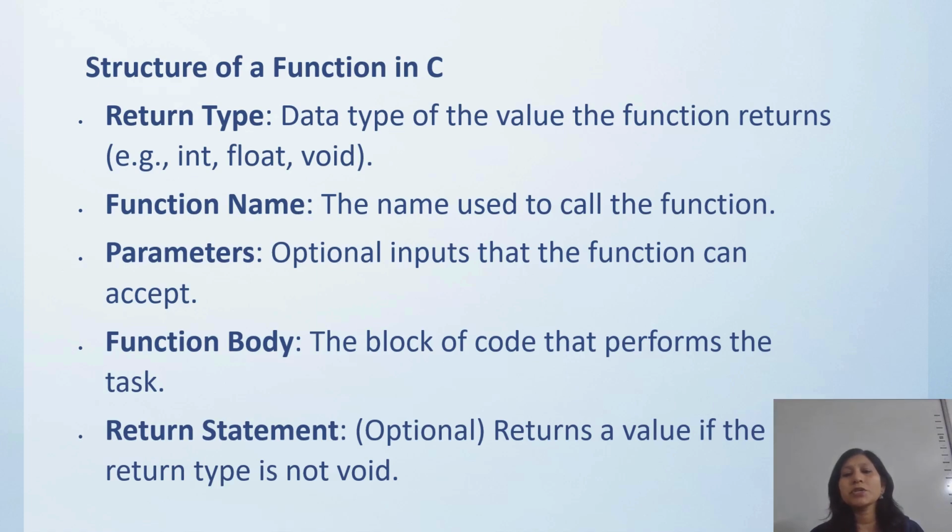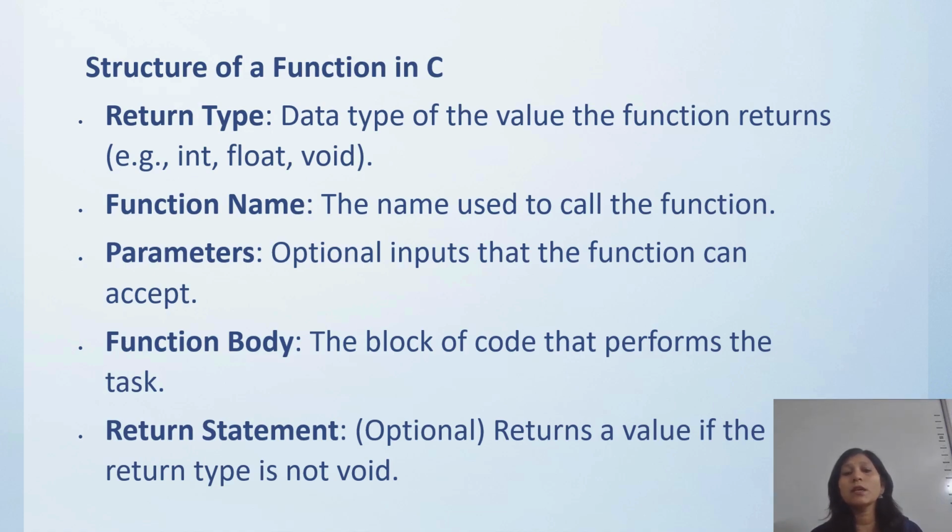The next one is function name. The function name indicates the name by which the function is referred to, and it is used to call it. The next one is parameter. The parameters are optional, and are also known as arguments. They are used to pass values from one function to another function. The function can be with parameters or without parameters. The next one is function body. The function body is the content, the logic part, that is, what the function performs.